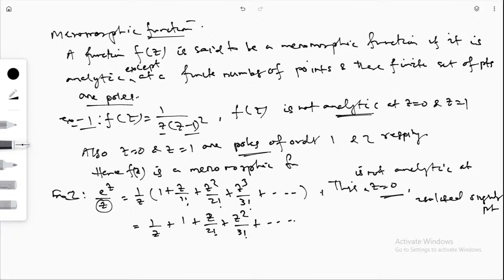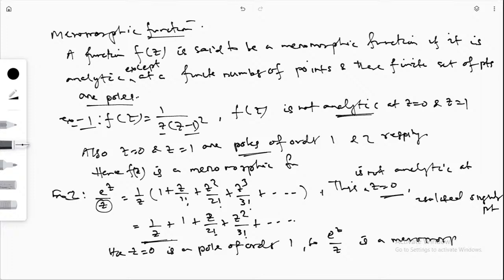If I distinguish this here, this is the principal part, where the power of z is negative. So here z equal to 0 is a pole of order 1, a simple pole. Since this comes under the pole category, we can say e to the power z divided by z is a meromorphic function.